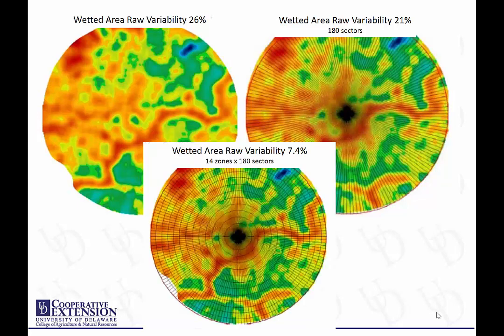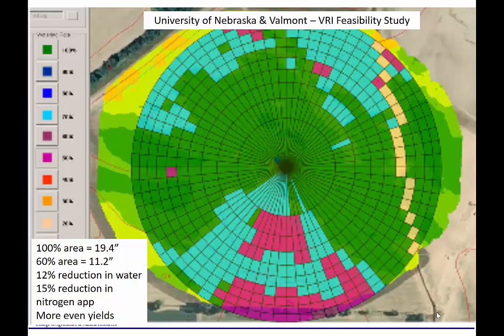And then if they get into sector control, 7.4 of it is not irrigated optimally. That's one of the limitations of the system. We get down to 7.4. Okay, so when they looked at that system, they saw about a 12% reduction in water application in that particular field and about 15% reduction in nitrogen application because they're putting it where it needs to be.